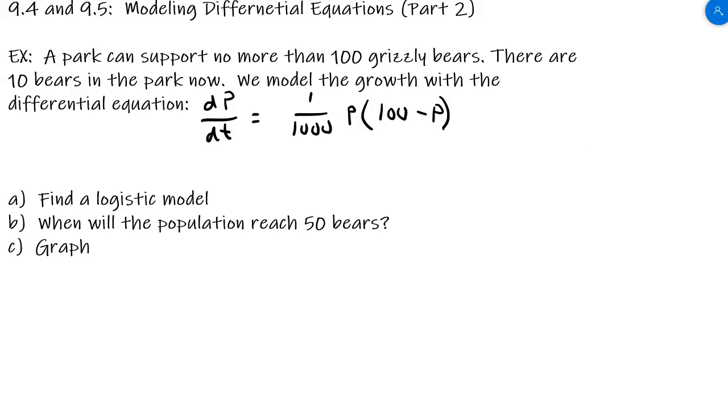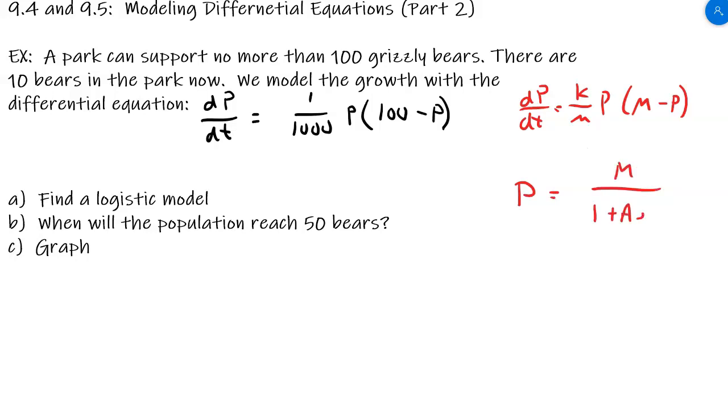Now remember we had two formulas that we were working with last time. One of them was that dP/dt was k over M times P times (M minus P). And the other is that when we solved it, we got that the population was the carrying capacity over 1 plus Ae to the negative kt. Well, these things match up.